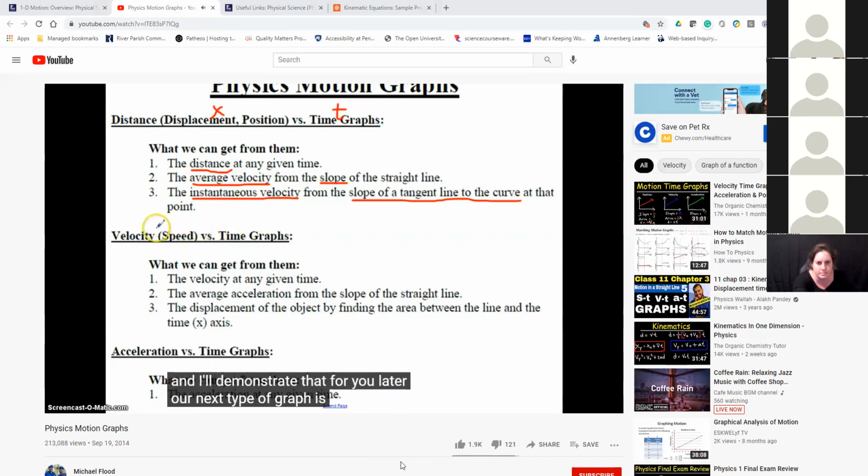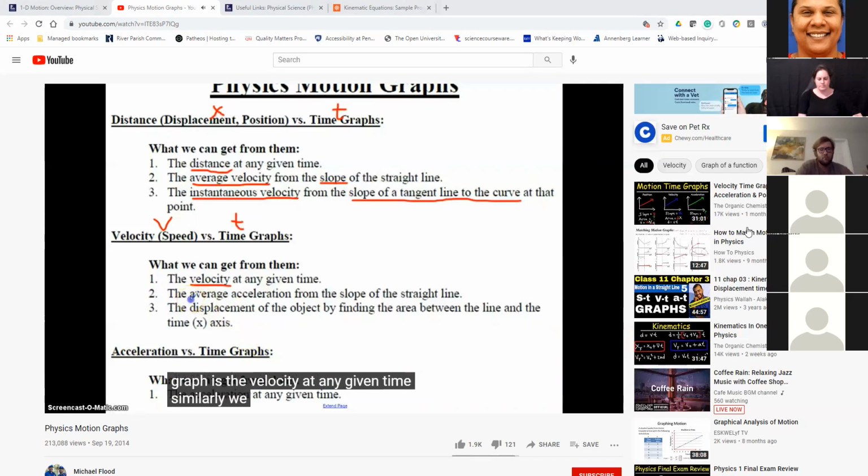Our next type of graph is the velocity or speed. And the same symbol we use for that is V versus time graphs, again, T, so a VT graph. And what can we get from those? The easiest, of course, again, on a velocity time graph is the velocity at any given time.